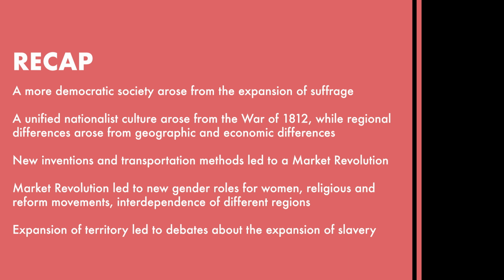Finally, here is the recap. A more democratic society arose from an expansion of suffrage. A unified nationalist culture arose from the War of 1812, while regional differences arose from geographic and economic differences. New inventions in transportation methods led to a market revolution. The market revolution led to new gender roles for women, religious and reform movements, and interdependence of different regions. And expansion of territory led to debates about the expansion of slavery.